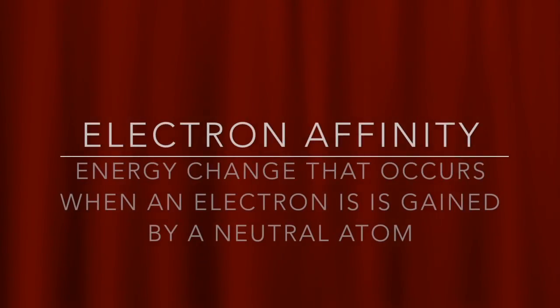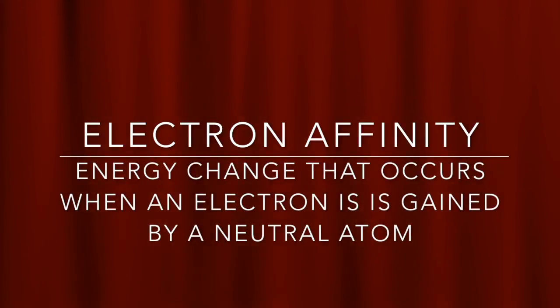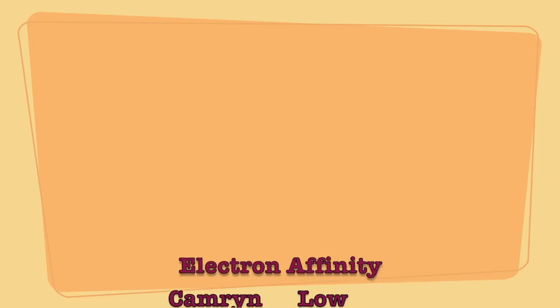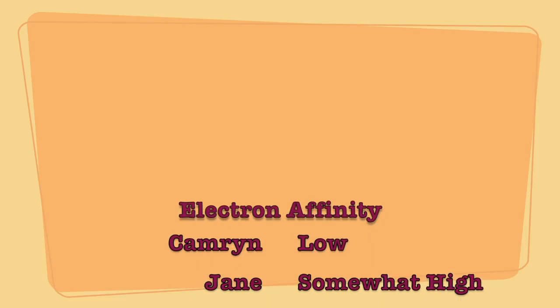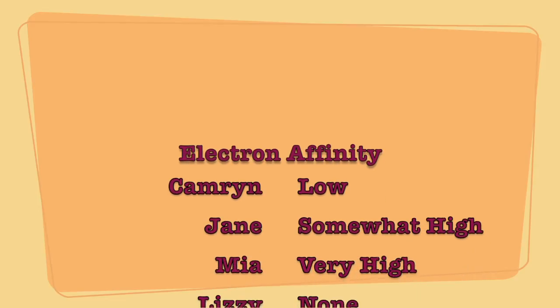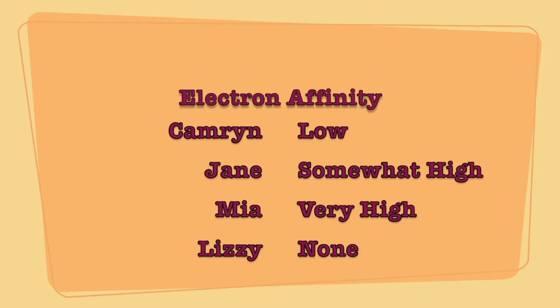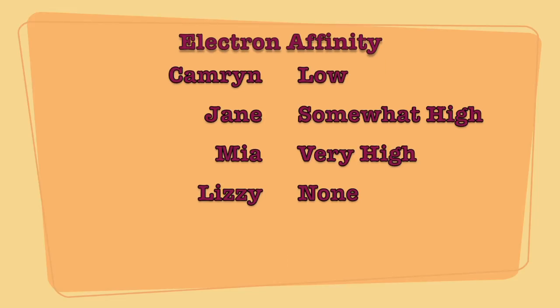Electron affinity is the energy change that occurs when an electron is acquired by a neutral atom. It is measured in kilojoules per mole. We learned from the interviews that Cameron had a low electron affinity, Jane had a somewhat high electron affinity, Mia had a very high electron affinity, and Lizzie had no electron affinity, which is an exception.